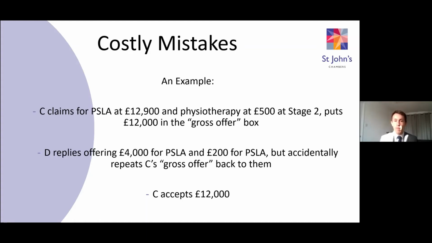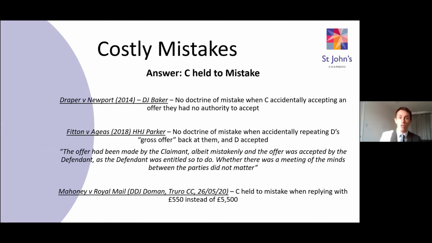So they've made what totals £4,200, but in their gross offer seem to suggest that they are making a counter offer of £12,000. The claimant goes ahead and says, yep, thank you very much for your £12,000 offer, we accept. Now, what would you expect in those circumstances? Well, in lots of particular cases like this, the claimant would be held to their mistake.